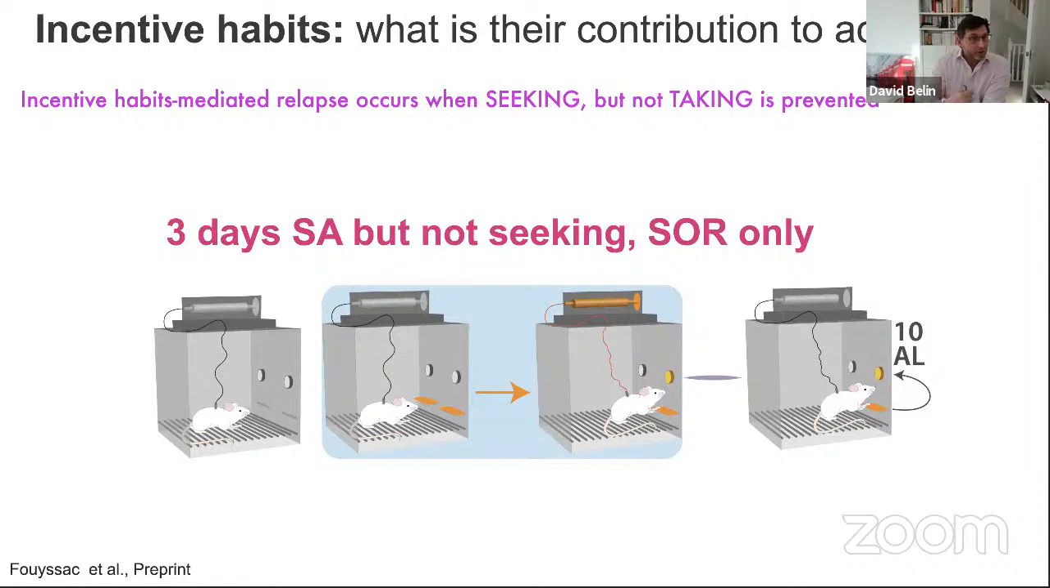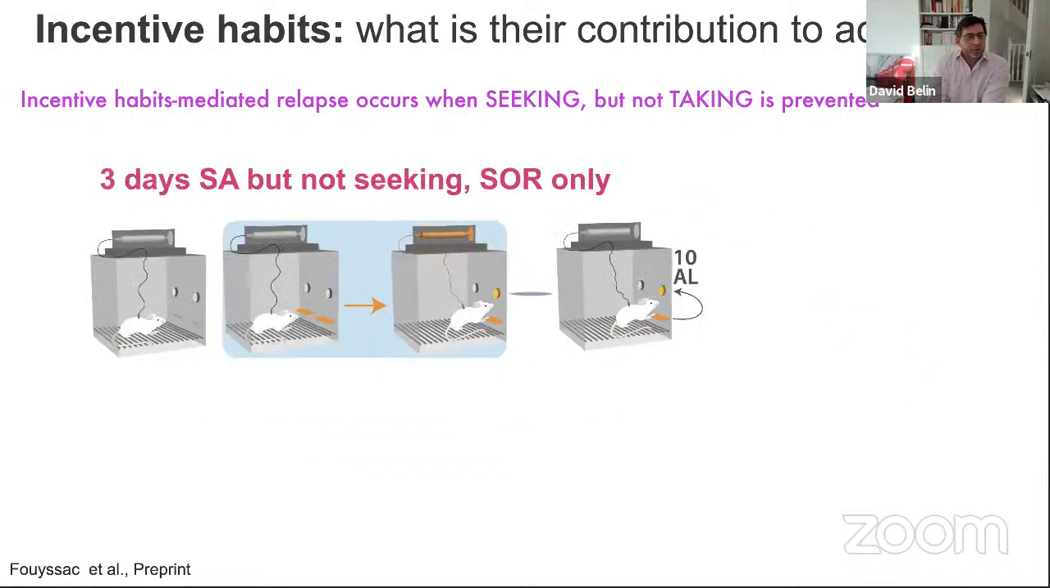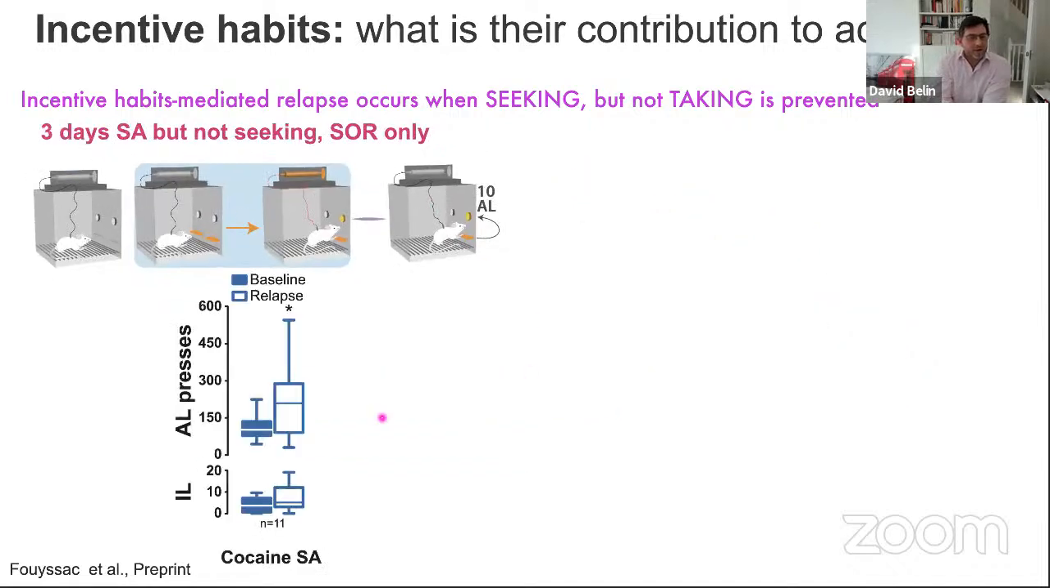So they could self-administer the drug, but not seek it. And after 3 such days, they were given access to the levers at the beginning of the session. They could freely seek cocaine. And what we observed was the exact same increase in responding at relapse. So here what that shows is that incentive habit-mediated relapse occurs when seeking behavior, but not taking behavior, is presented.